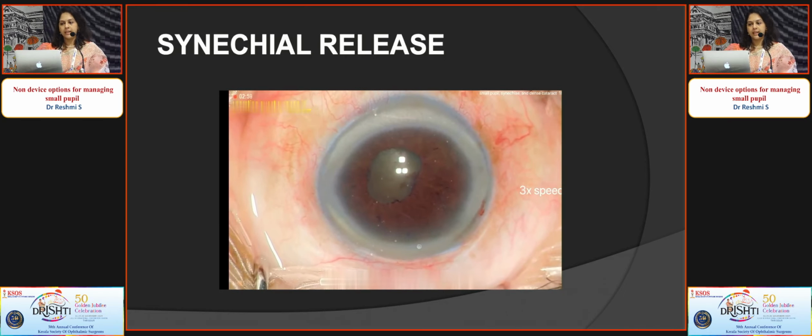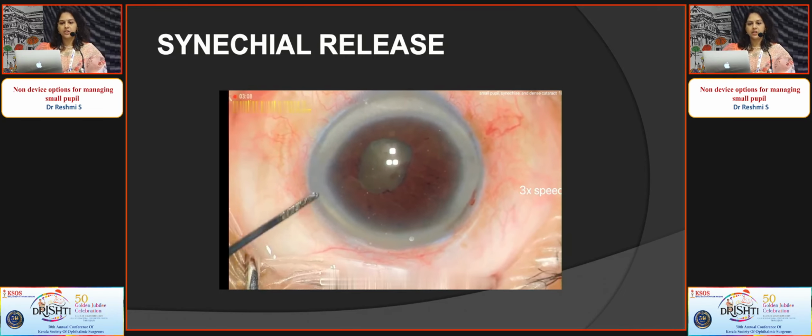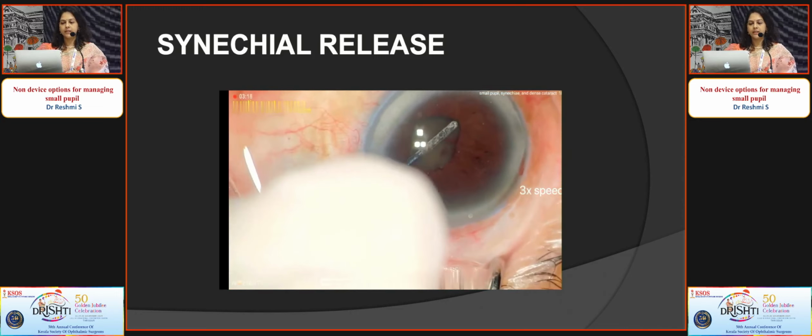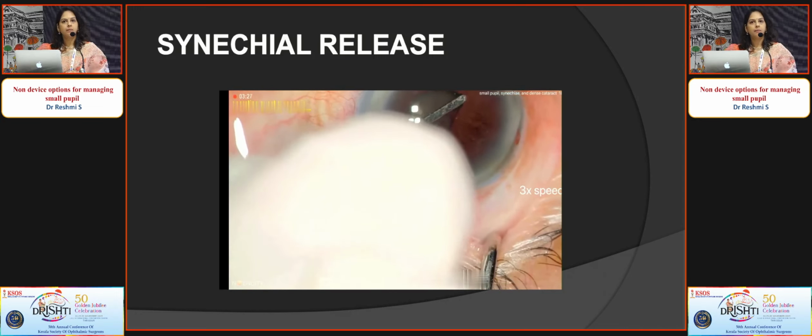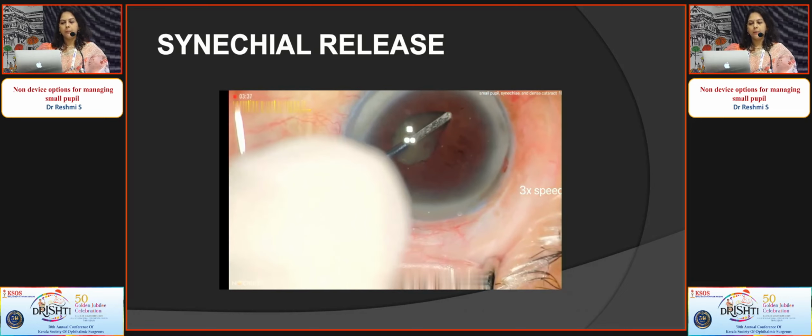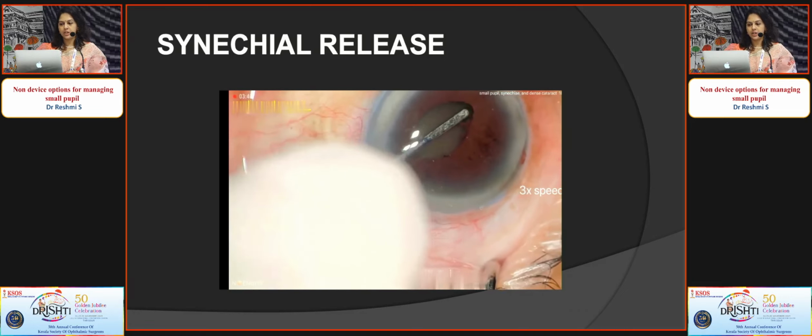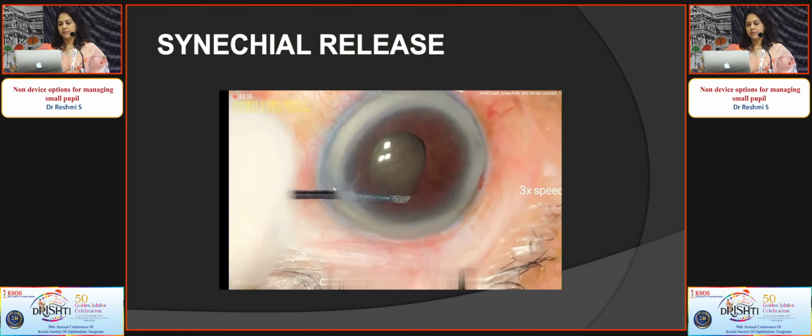Next option is the synechial release. If the patient is having any adhesions or the synechiae, it has to be released prior. Iris spatula or a blunt instrument is used for the purpose. Perform lysis prior to pupil dilatation. Healon 5 may be used later for the dilatation of the pupil.